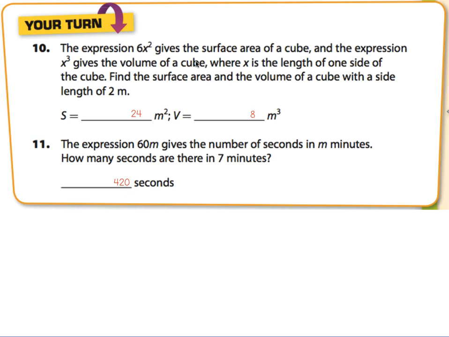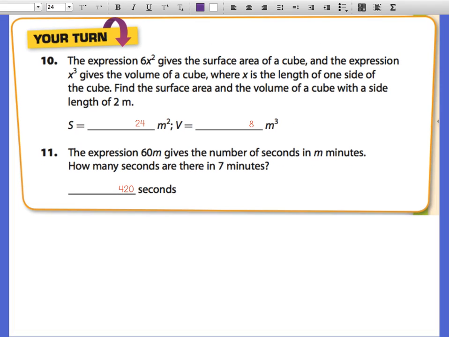Because 6 times x squared gave you the surface area. And that x cubed gave you the volume. And the surface area and the volume of a cube with a side length of 2 meters. So you would take 6 times 2 squared. So it would be 6, oops, gotta take my exponent here off. So it would be 6 times 4, which was 24. So that was your surface area for number 1.